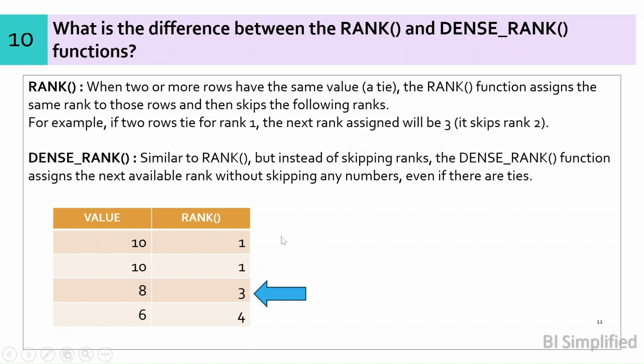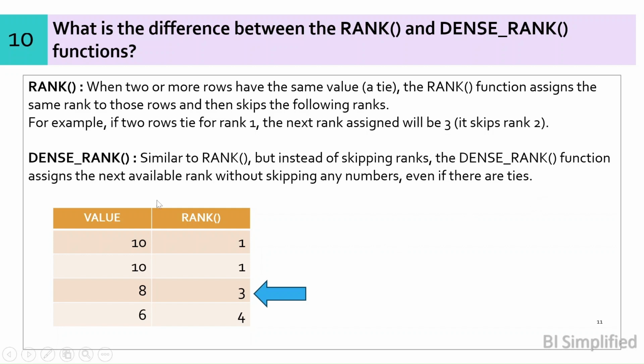As you can see here, for the value 10, since there is a tie, it assigns the same rank, that is 1. And after 10, the next highest value is 8. But for 8, rank is skipping the second rank and it is assigning 3. So this is how the rank function works. If there is a tie, then the rank function assigns the same rank to those rows and then skips the following rank. Now we'll see what is the dense rank function.